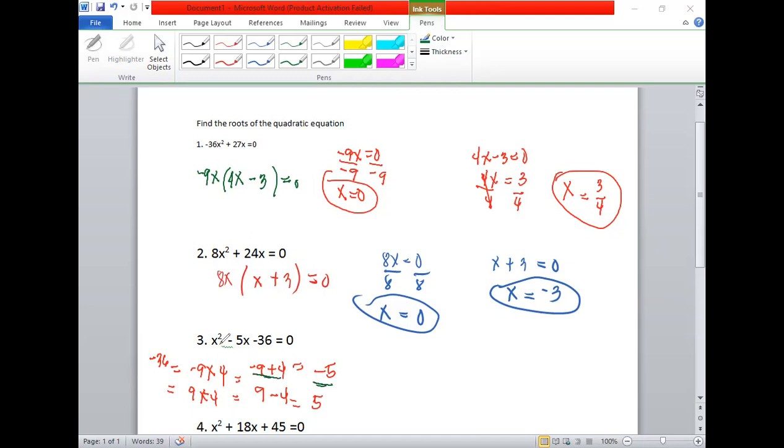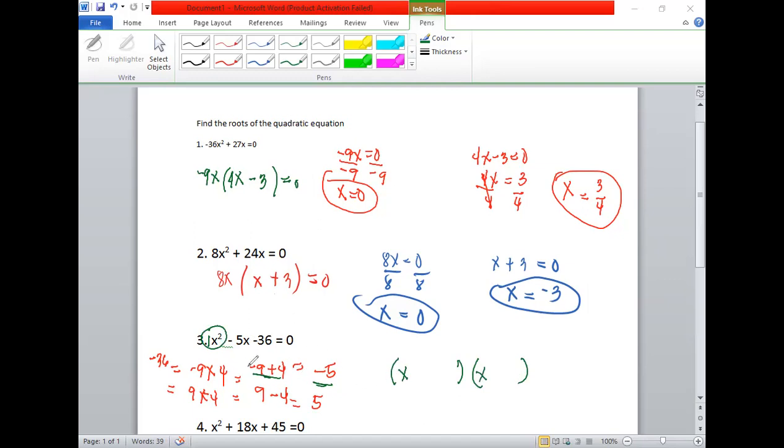This will only reflect here if the value of A is equal to 1. Right? We have 1 here. It only reflects when the numerical coefficient of x squared is equal to 1. So find the factor of x squared first. The factor of x squared is x, because x times x is equal to x squared.